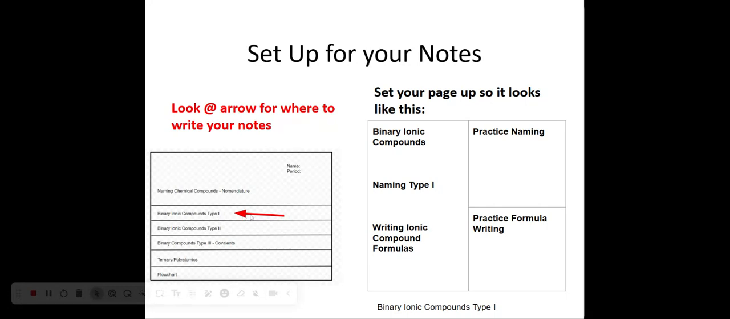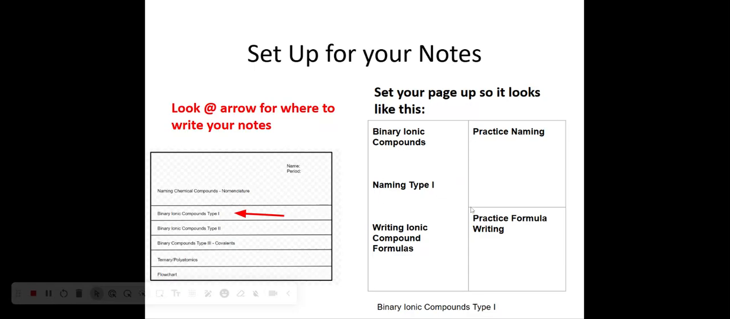And we are going to be taking notes today on the second flap. So you have the first flap, which is the cover flap. And then on the second flap, where it says binary ionic compounds type 1, you're taking notes right on the front of that page. You're going to set up your page so it looks like this.